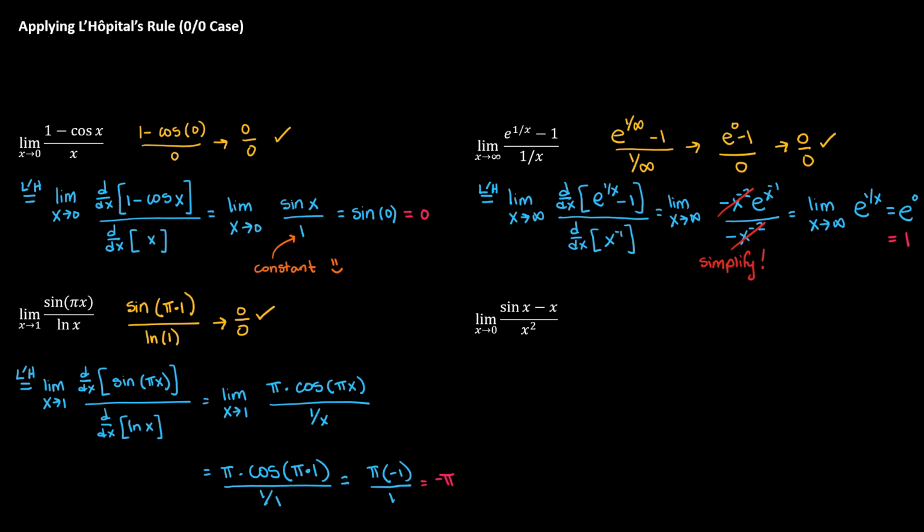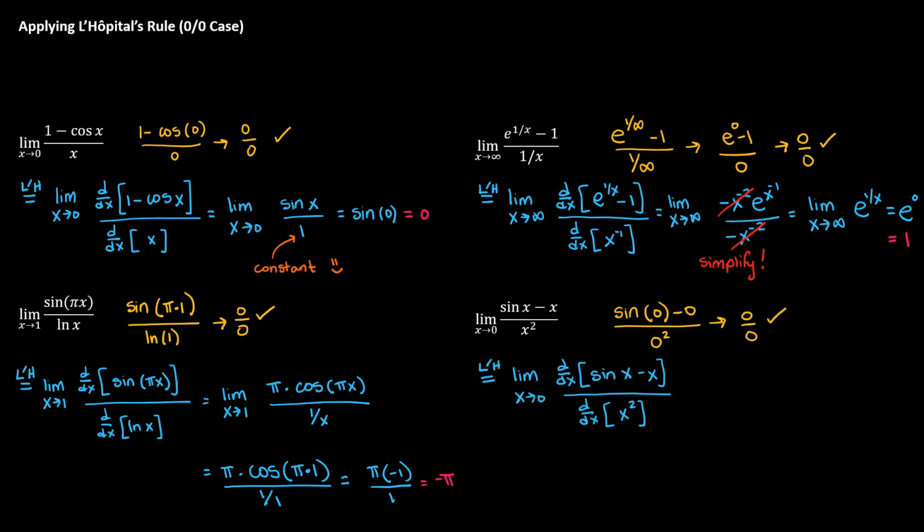Last one here. We need to first check that the limit of sine x minus x divided by x squared when x goes to 0 is in the form 0 over 0. It is. So we apply L'Hopital's rule, derivative of top and bottom, simplify. We have cosine x minus 1 on top, 2x on bottom. If we plug 0 in here, we get indeterminate form again. And we're allowed to apply L'Hopital's rule multiple times. This is a case where we need to. We applied L'Hopital's rule, and the result was still an indeterminate form.